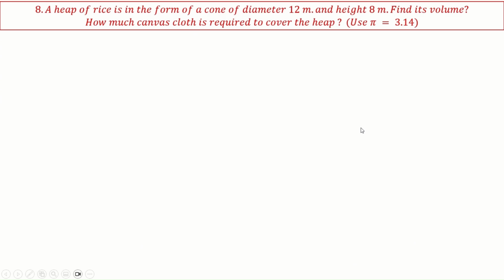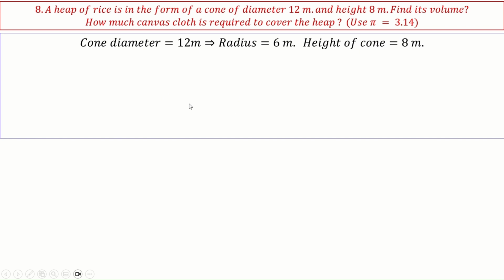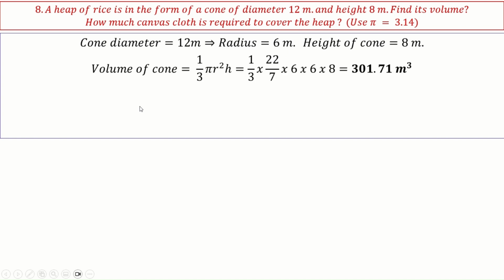A heap of rice is in the form of a cone of diameter 12 meters and height 8 meters. Find its volume. How much canvas cloth is required to cover the heap? Okay. So first thing is, let's find out the volume. Radius is 6 meters because diameter is 12. Height is 8 meters. Volume is nothing but 301.71 meter cube.